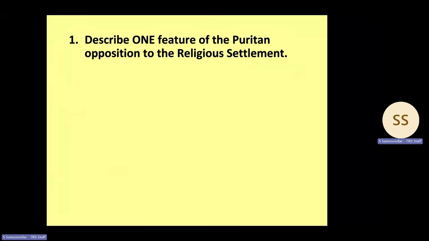How this works in terms of, I'll give you another example, a features question, question 1. So we've got here, describe one feature of the Puritan opposition to the religious settlement. So for a moment, just think to yourself, what was one of the issues that Puritans challenged Elizabeth on? Can you remember one of them?